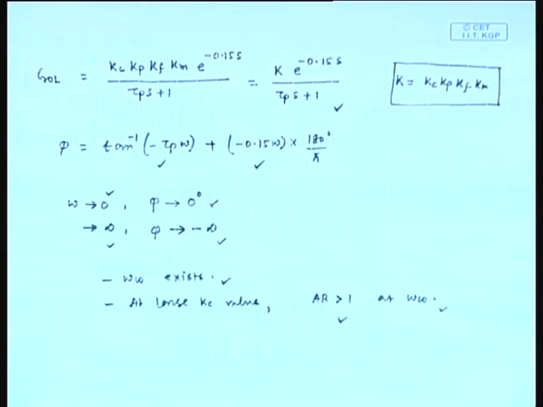So, overall we can say that dead time is a principal source of destabilizing effects in chemical process control systems. We can conclude based on this example that dead time is the principal source of destabilizing effects in chemical process control systems. Fine.